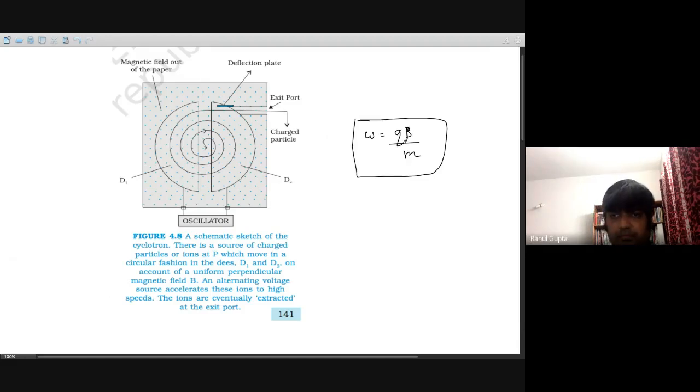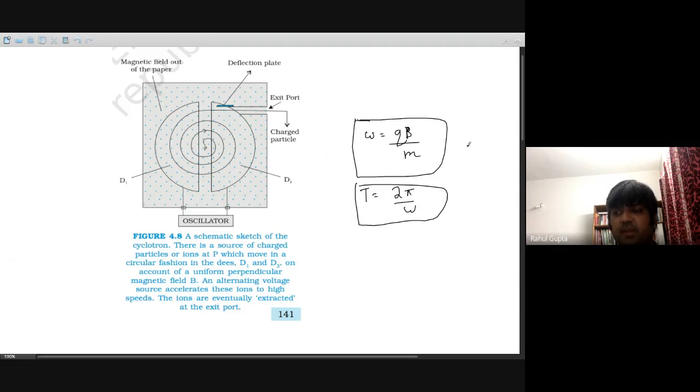Now this is a very important result. What is omega? So omega is the angular velocity. Omega is the one which determines how much time it takes to complete a circle. So time taken for one revolution is 2 pi upon omega. 2 pi is the total angular displacement divided by the angular velocity.